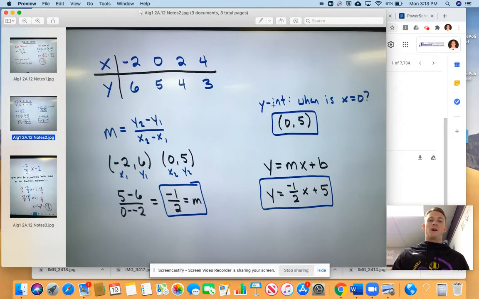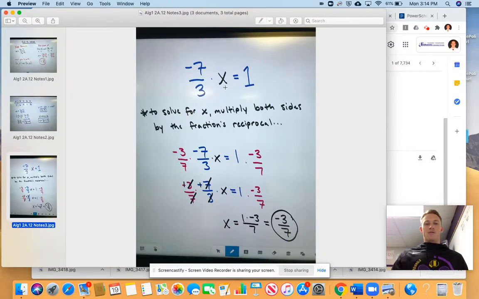How do we find the y-intercept? Super easy. It's just when x equals 0. So when does x equal 0? Right here. And what's our y value? 5. So let's just plug in what we know, the m and the b. Y equals negative 1/2 x plus b.